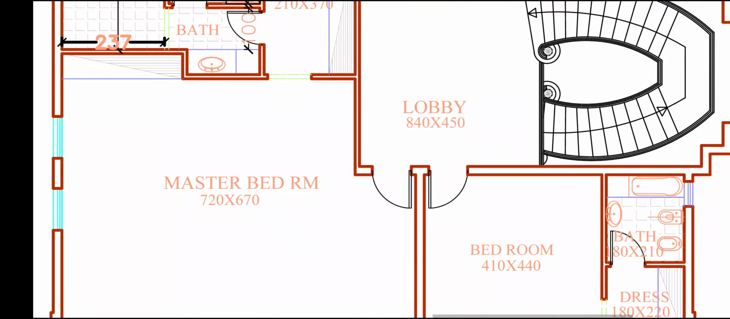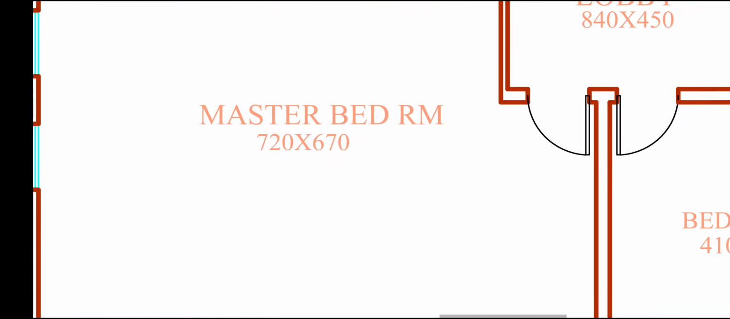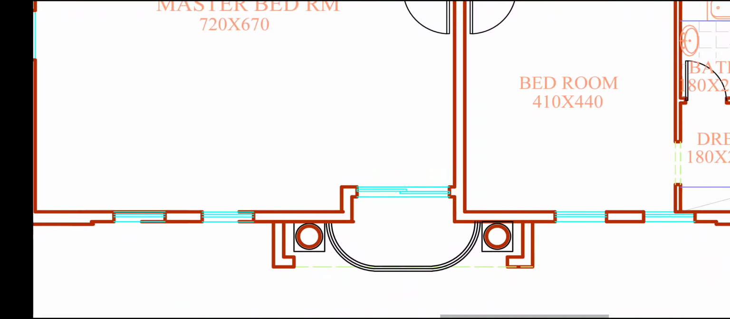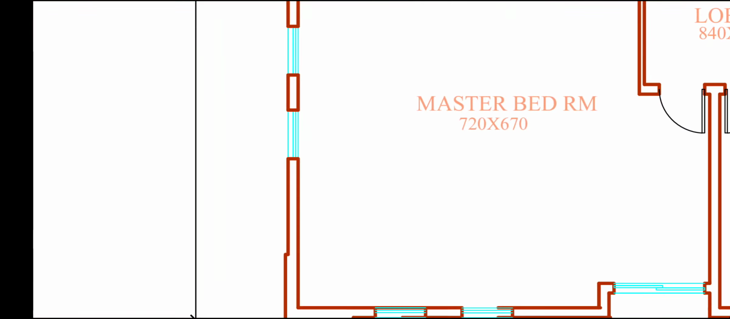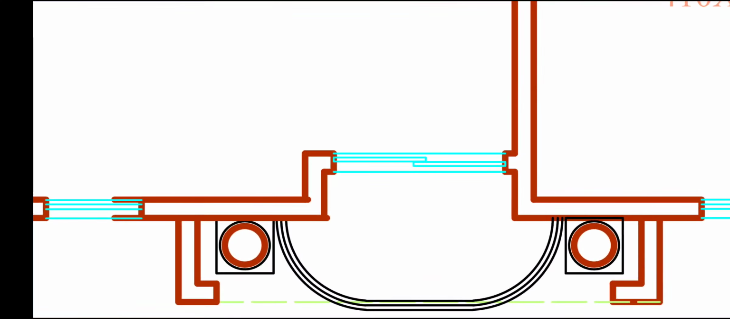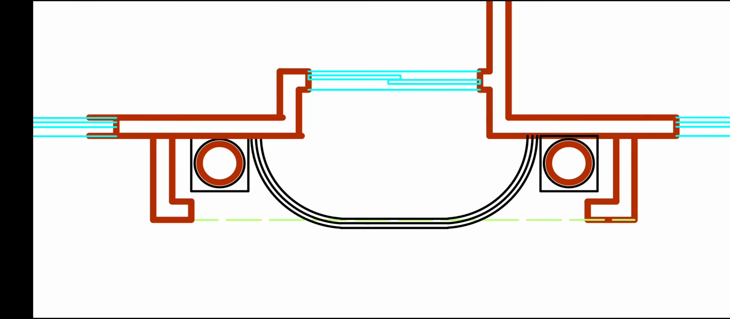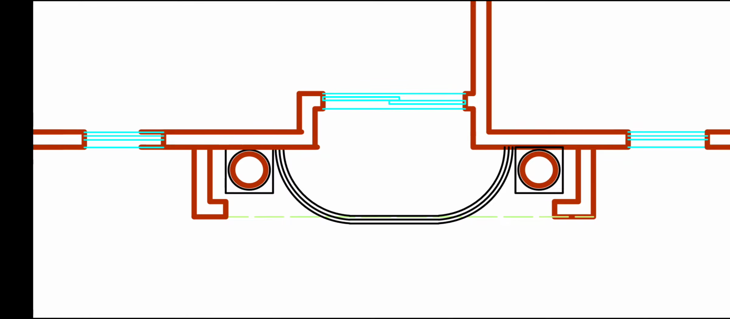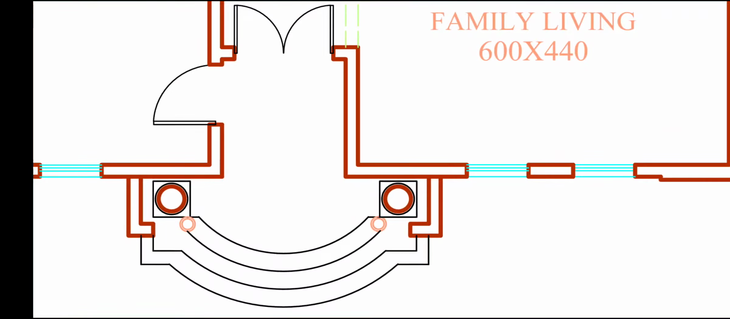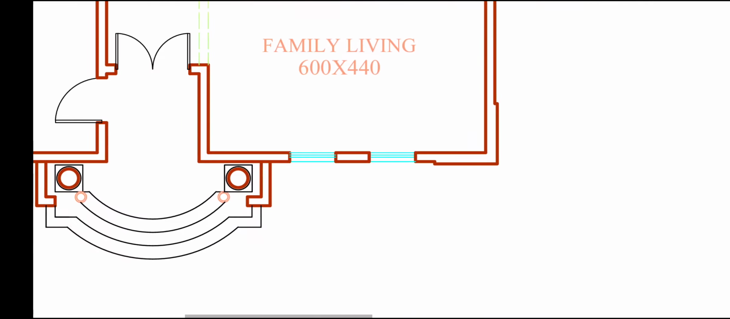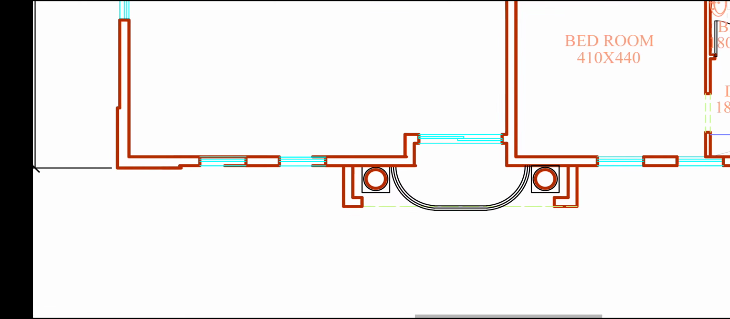This big master bedroom 720 by 670, and this balcony, and window design, and this pillar coming from the ground floor. This one, these 2 pillars coming, and this first floor here.